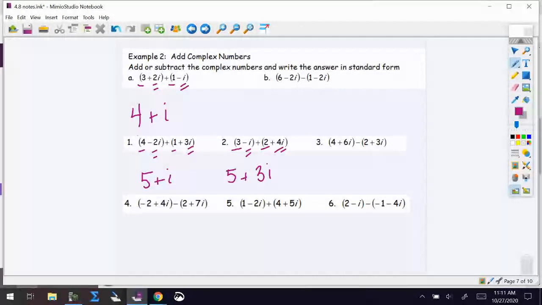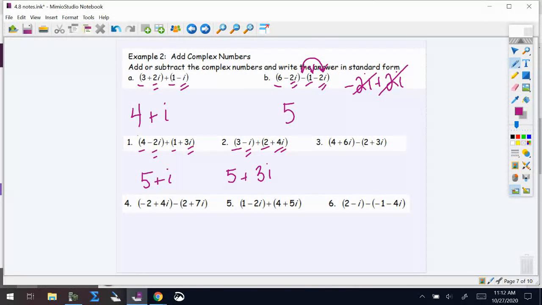If it is subtraction, you want to make sure you distribute the minus sign. What I mean by that is that subtraction is going to make that term negative, and it's going to make this term positive. So I'm actually going to do 6 minus 1, which is 5. And then negative 2i, when I distribute the minus sign, ends up being plus 2i. Those will actually cancel, and so your answer will only be the real part, 5.